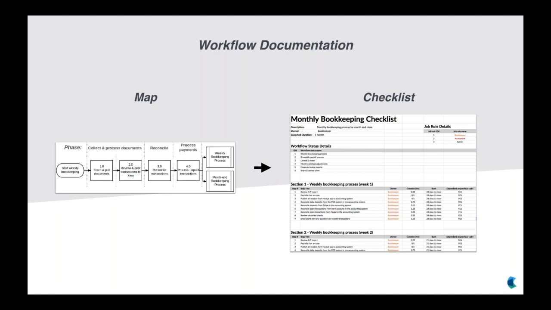Let's say my phase is collect and process documents. Within that phase, I'm going to have a subset of tasks. An example of those tasks can be fetch and upload documents to HubDoc and review, code, and post documents to Xero. Those are the subsequent tasks associated to each phase. And you should do this for every phase associated to the bookkeeping process.